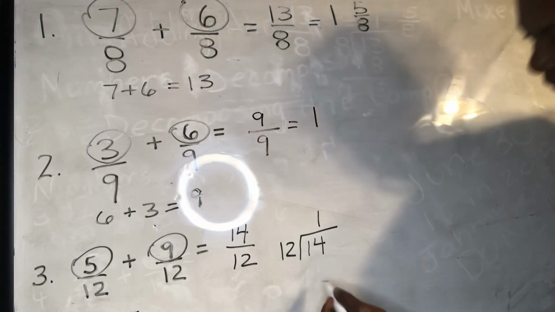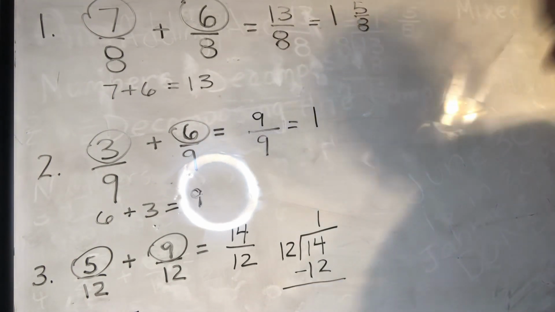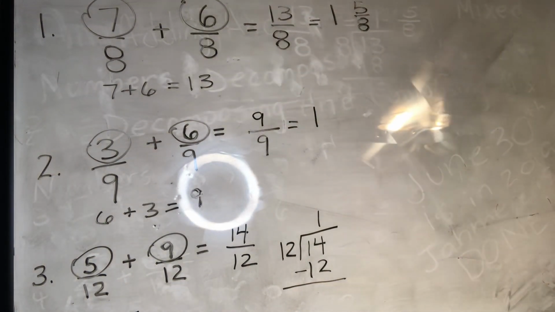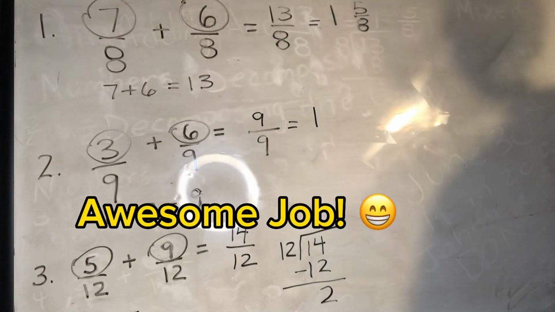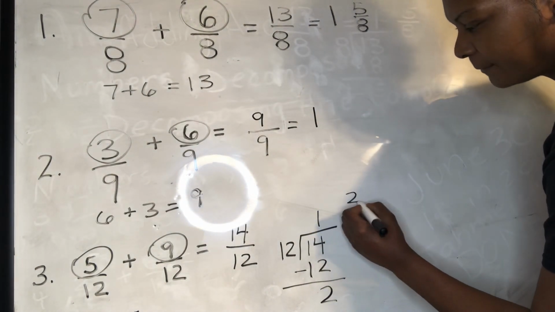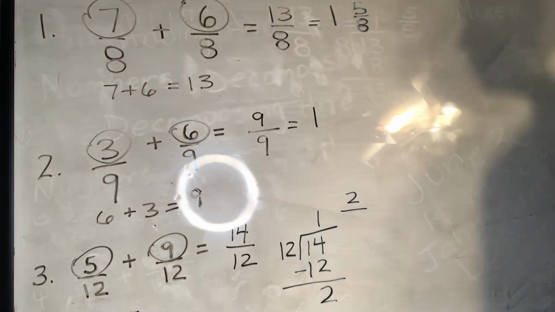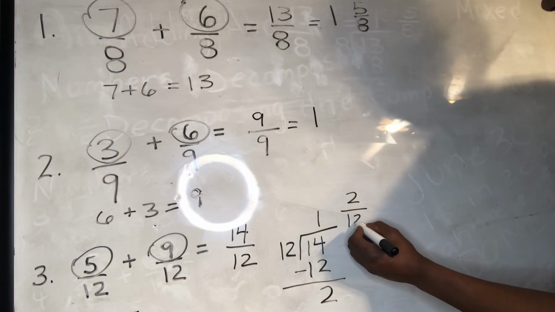1 times 12 is going to give us 12. We're going to do a subtract and an equal sign. We're at 12. We're just going to count up to 14. 13, 14. And that's going to leave us with 2. Great job, Jamir. So we got that 2. We're going to bring that 2 up on top. That's going to be our numerator. Then we're going to fill in our denominator as the 12.